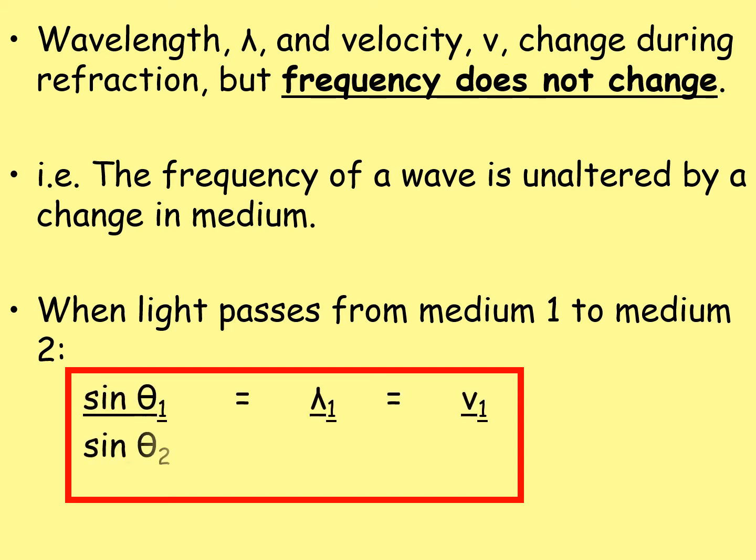the relationship sheet. Sine theta 1 over sine theta 2 is equal to lambda 1 over lambda 2 is equal to V1 over V2. And all of these are equal to the refractive index n.